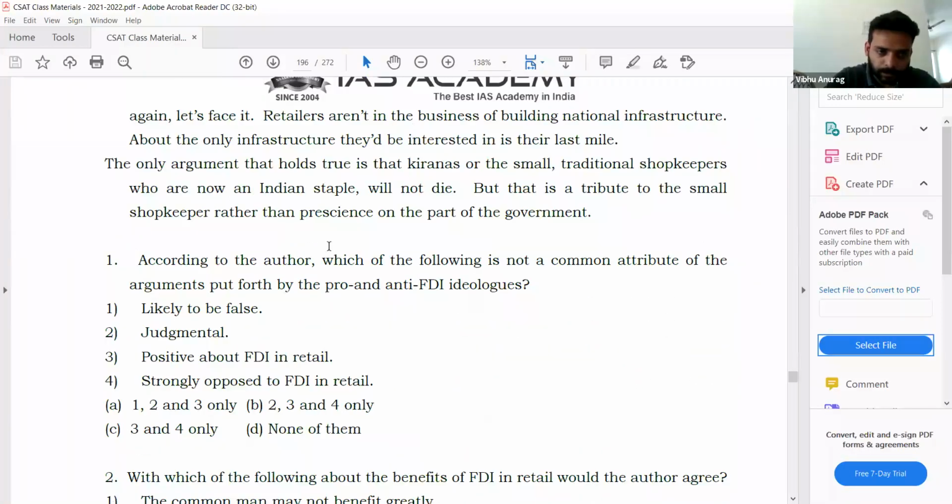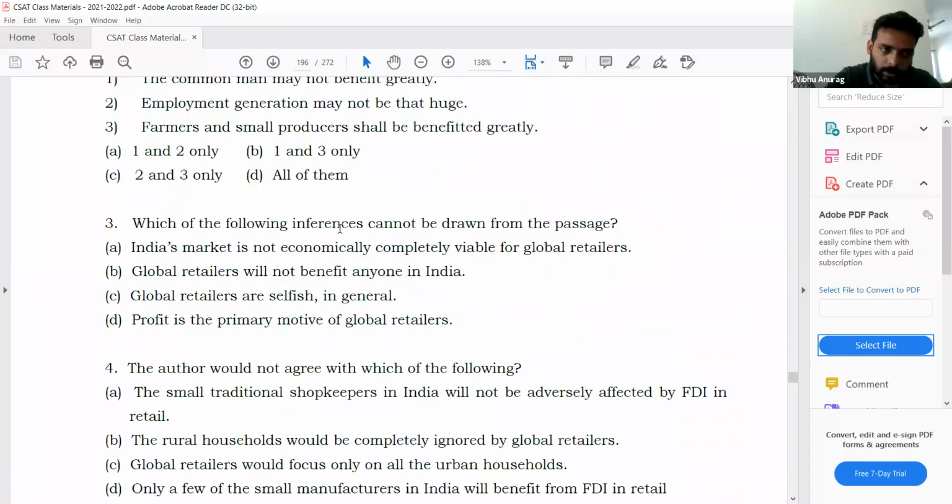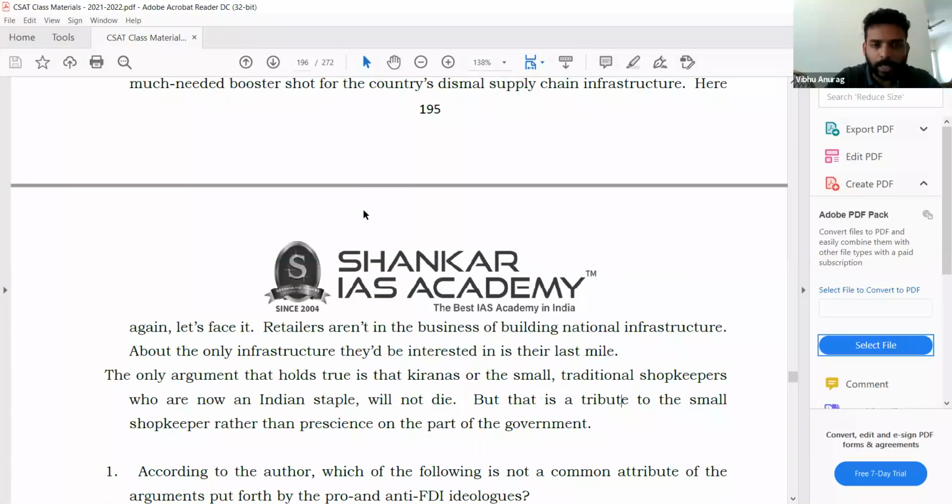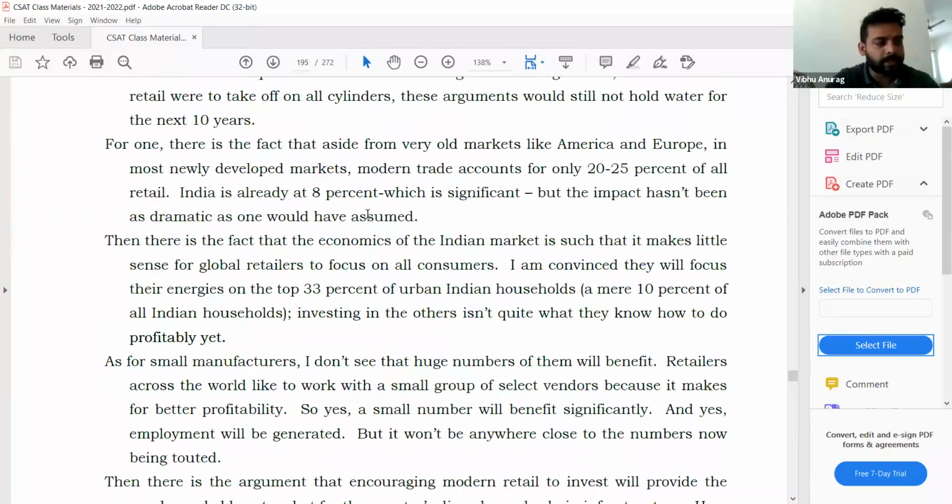Now there are 5 questions. Before we go to the questions, do you have any doubts with the understanding of the passage? Please ask me if there is any doubt with understanding the passage.